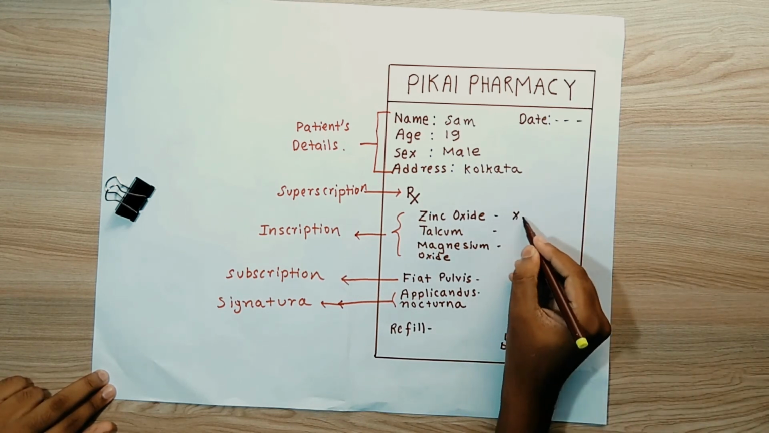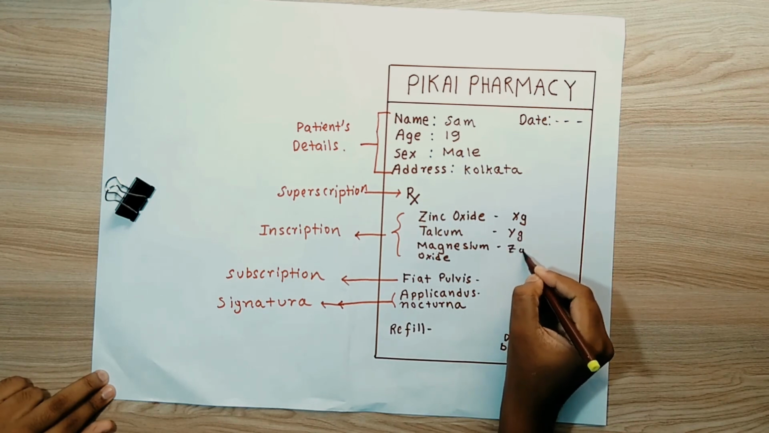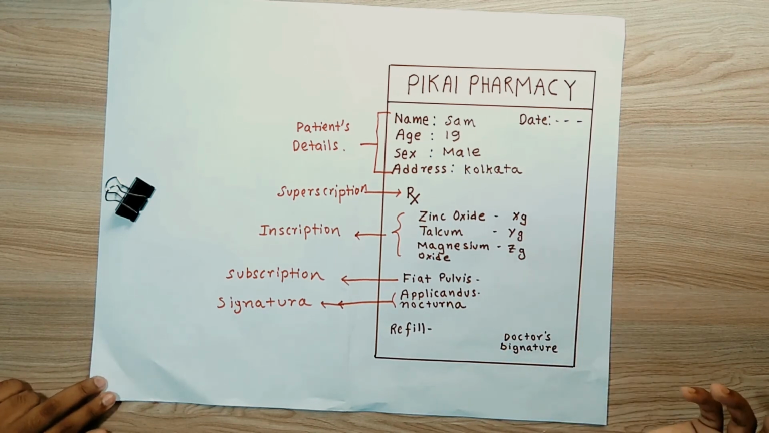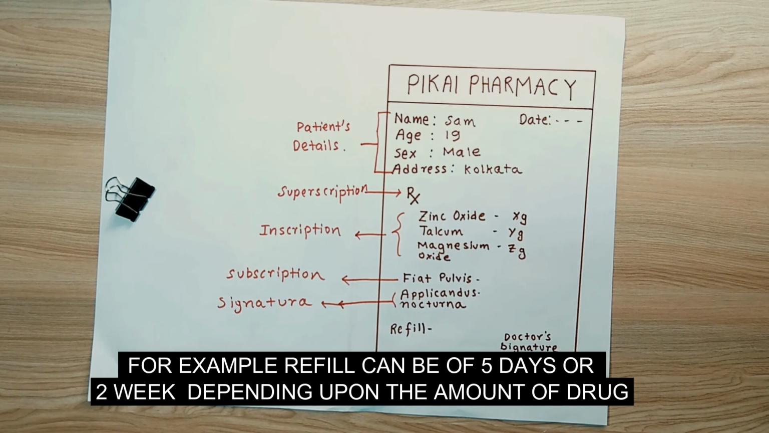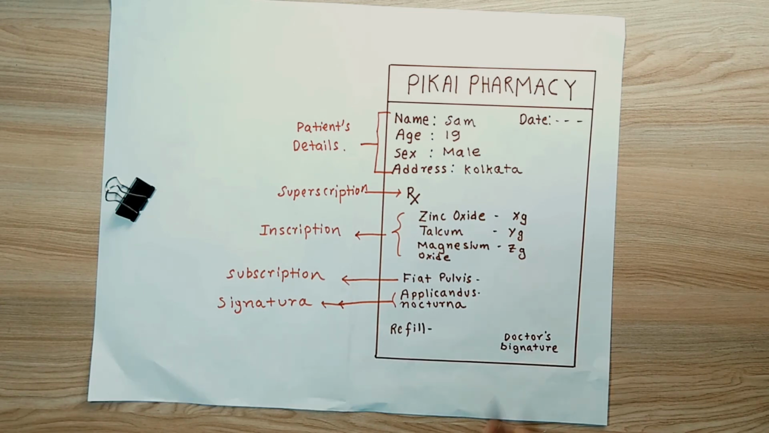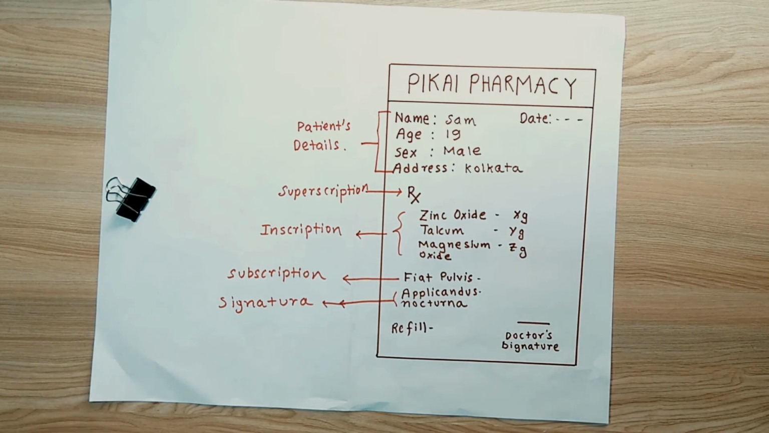And now comes the amount of chemicals that are required to make the drug. Let it be X, Y and Z grams. Now you have to fill in the refill depending upon the amount of drug you prescribed. Refill denotes the time or duration after which the patient has to revisit the pharmacist to take the drug again. And finally, the prescription has to be signed by the doctor.